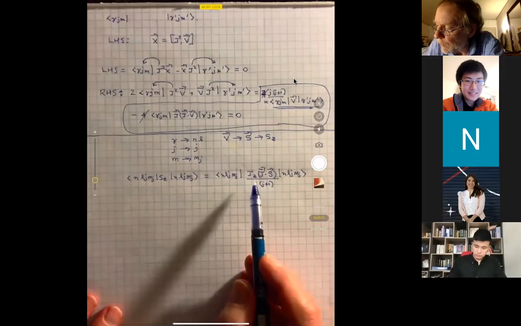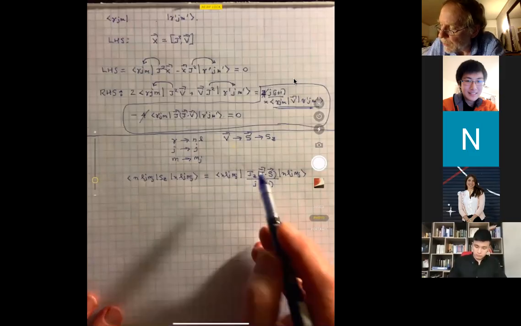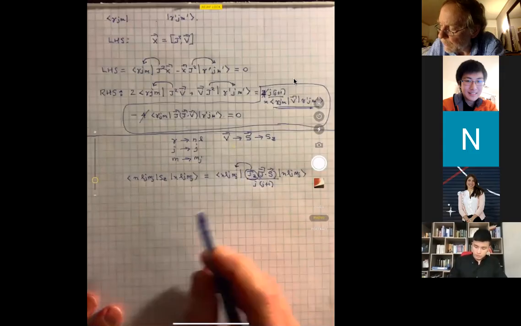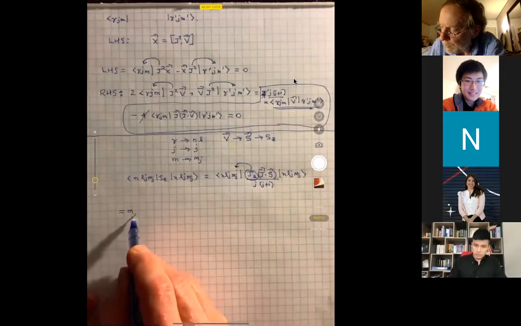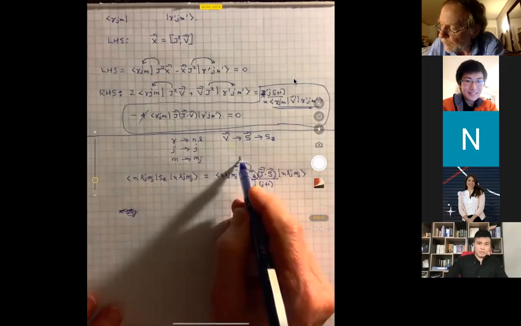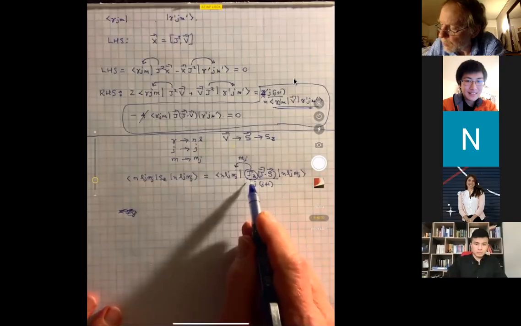And now it's easy to evaluate because in the first place, the J_z, you can let it act to the left and it brings out an M sub J. So we get an M sub J here. In fact, let me just outline, this is going to bring out an M sub J here. So it takes care of the J sub z.